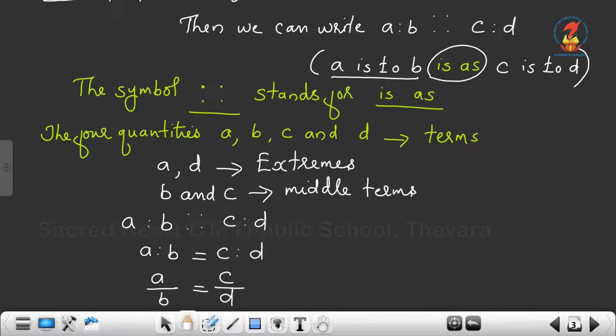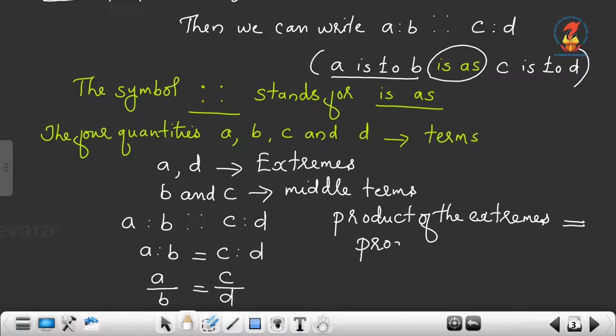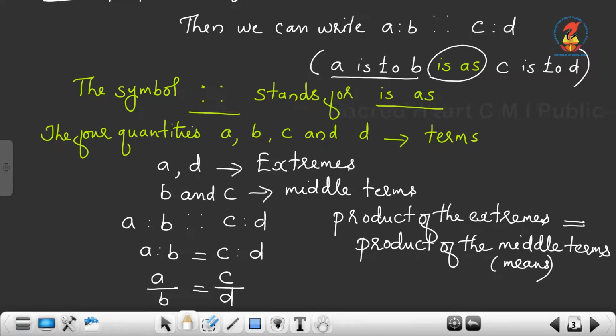Then we have another property: product of the extremes is equal to product of the means, or the middle terms. Product of the extremes is equal to product of the middle terms.